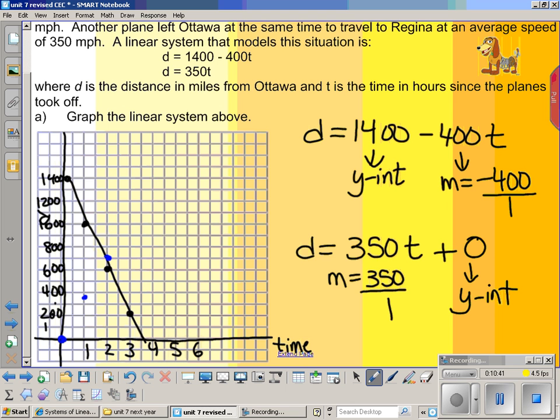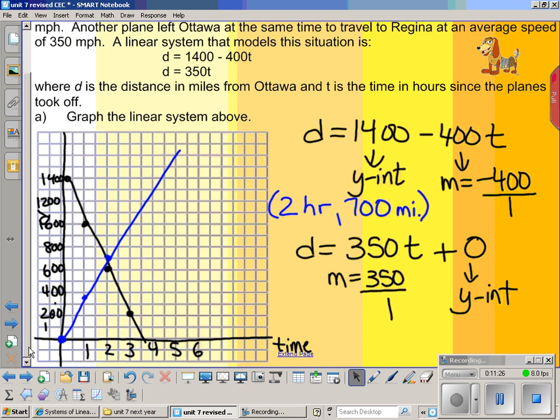That is the downside of graphing, is that unless you are using technology and you can get an exact intersection point, your graph is only as good as your pen, your pencil, and a ruler if you use it. And if they happen to intersect on whole numbers, you may luck out and get the exact value. If they do not intersect on whole numbers, it is very hard to get the exact value. You will probably end up approximating. So when do the planes pass each other and how far are they from Ottawa? Well, it seems that they pass each other after 2 hours and that they would have been 700 miles from Ottawa.